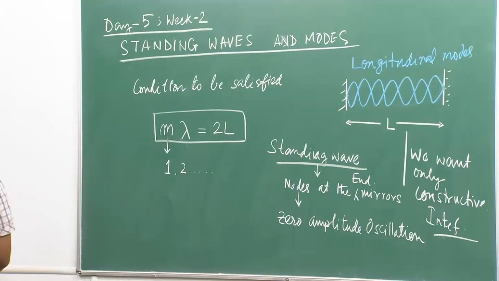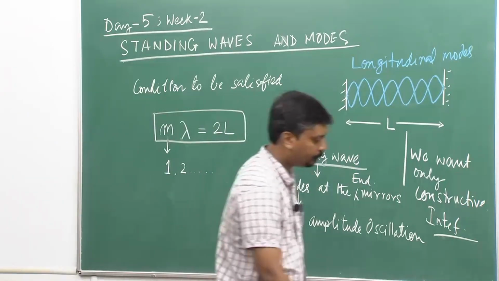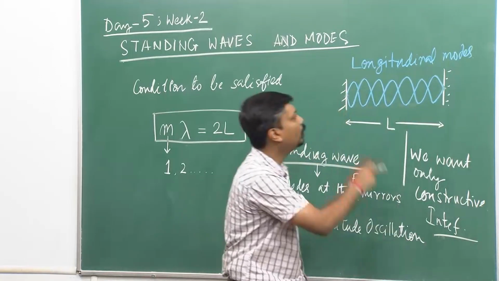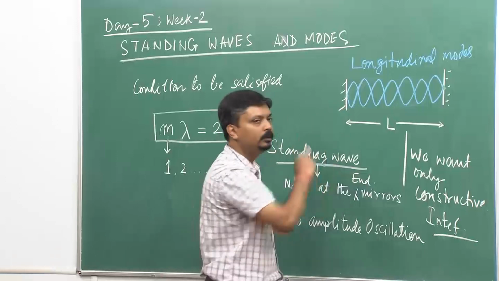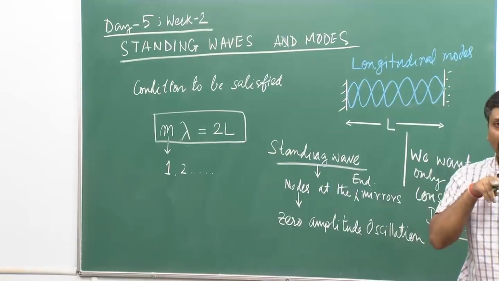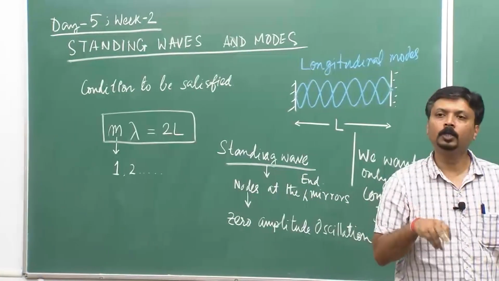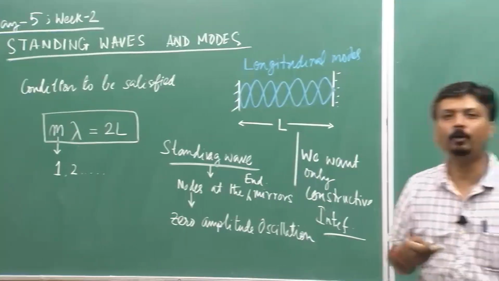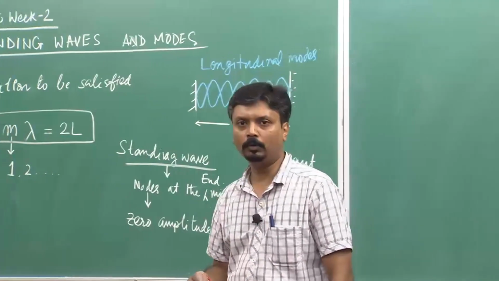Now, we need to talk about another thing. When we say that I have a longitudinal mode, the mode depends on the combination of directions. So, a longitudinal mode is along the axis of the laser cavity. Immediately you can sense that there is possibly another type of mode.